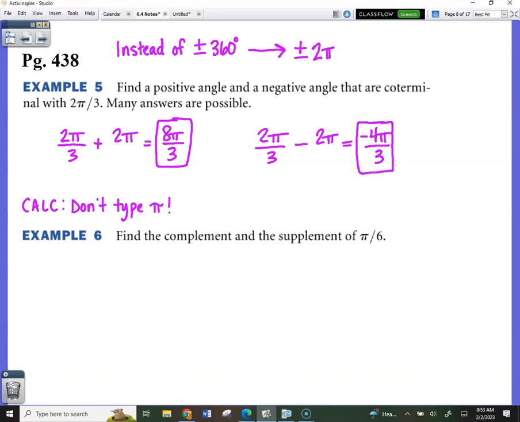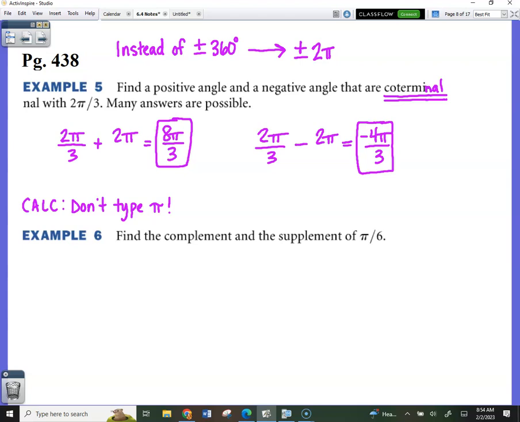Learn the vocab words. Remember, coterminal means they're separated by a full rotation. So if it's in degrees, it involves 360. If it's in radians, it involves 2 pi. All right, the next one.